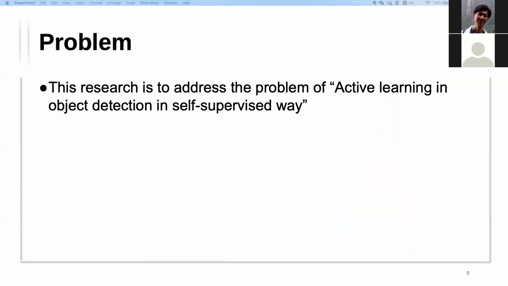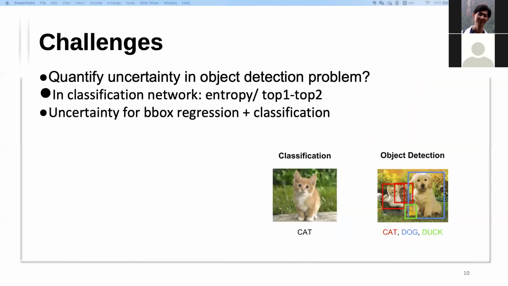So yeah, this is the same slide as before. The problem is to use active learning in object detection in a self-supervised way. One challenge here is that in classification networks, the definition of uncertainty is well studied. We can use entropy or top 1 minus top 2 confidence to quantify uncertainty.